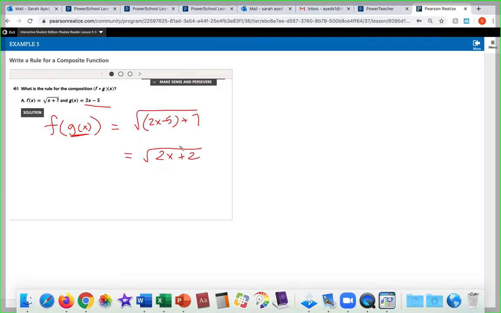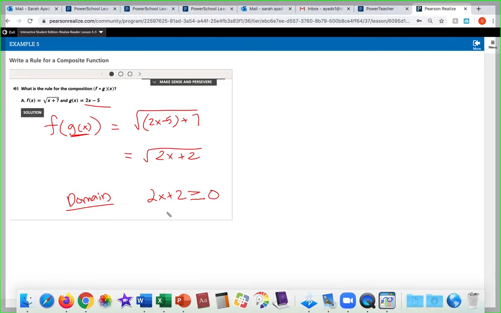Now, are there restrictions when we're talking about square root functions? Absolutely. Right, what can't we take the square root of? We can't take the square root of negative numbers. We can only take the square root of numbers 0 or greater. So 2x plus 2, if I'm talking about domain here, right? Possible x values. 2x plus 2 has to be greater than or equal to 0. Again, why? Because I can't take the square root of a negative.